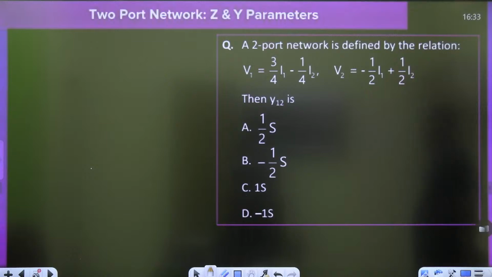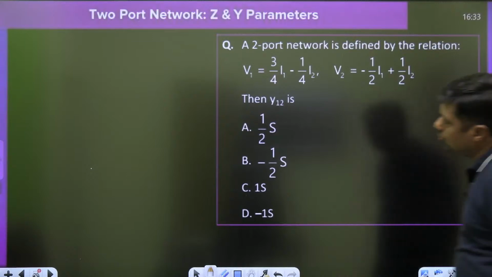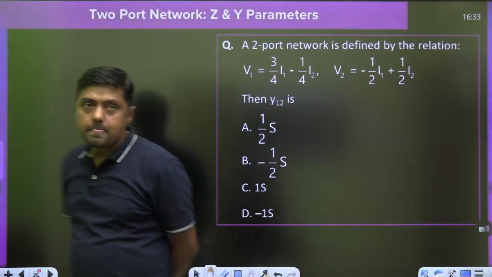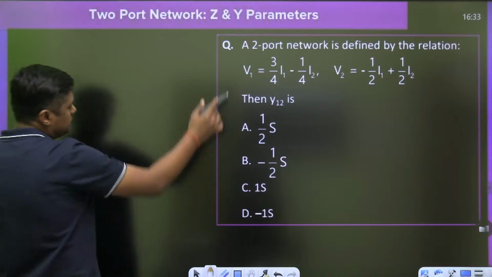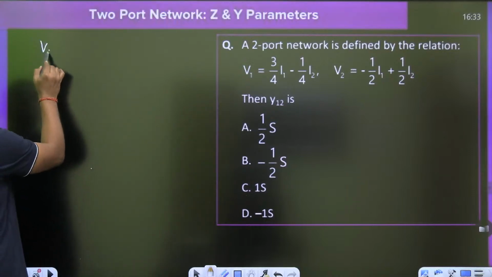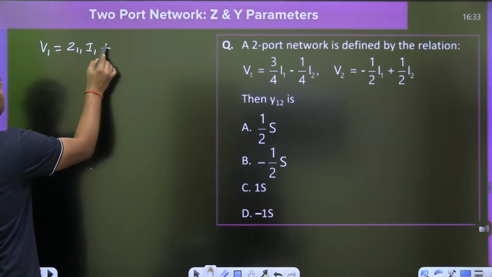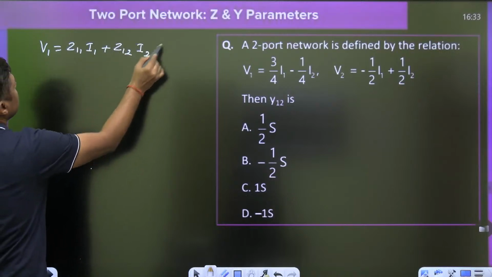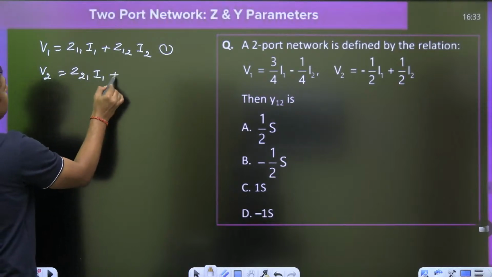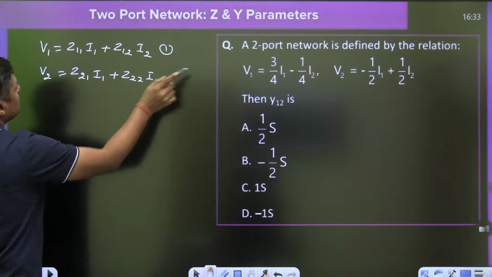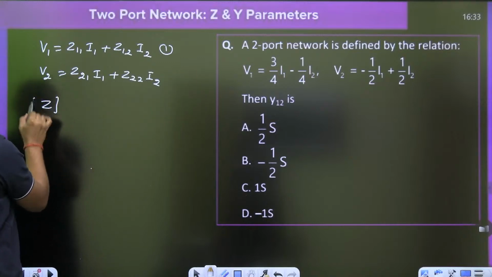A two port network is defined by the relation V1 is equal to 3 by 4 I1 minus 1 by 4 I2, V2 is equal to minus 1 by 2 I1 plus 1 by 2 I2. Then what is Y12, the Y parameter? Actually, the Z parameters are given: V1 is equal to Z11 I1 plus Z12 I2, and V2 is equal to Z21 I1 plus Z22 I2. When I compare, we get the Z parameters here.